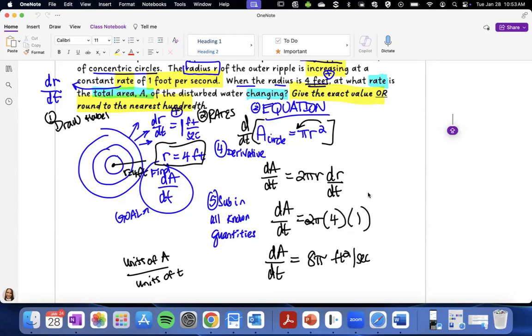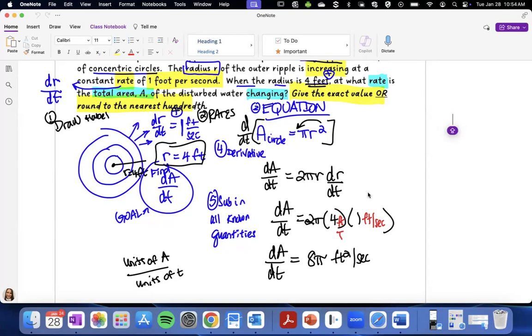Like if you actually put them in when you plug in, radius is 4 feet. Just watch this. This might help your brain. And 1 foot per second. Do you see how you get the units feet squared per second? So that's another way you can do it. But I usually just think, what are the units for area? Feet squared. And then time in this problem is seconds.